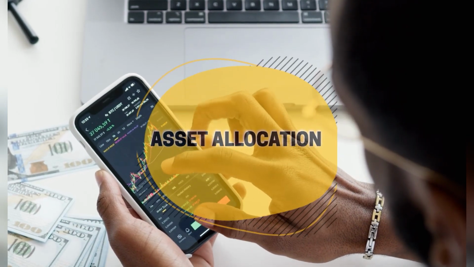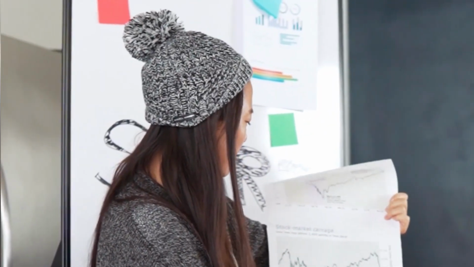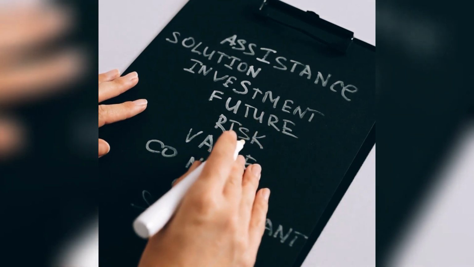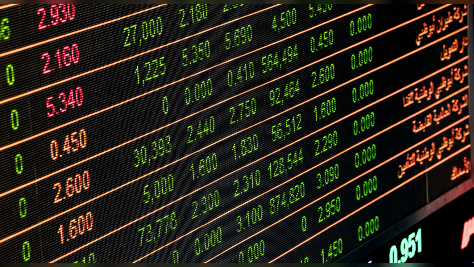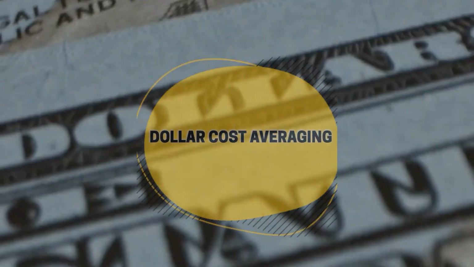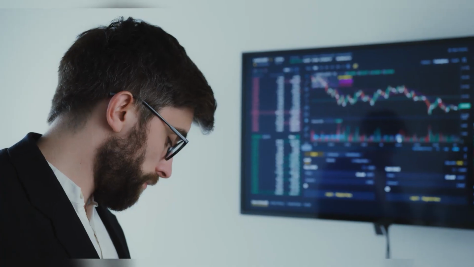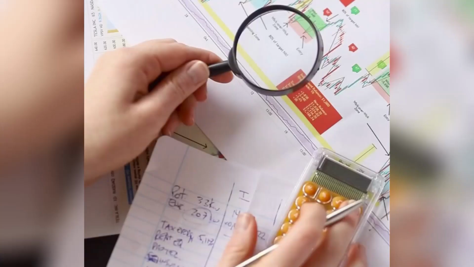2. Asset allocation. This involves determining the percentage of your portfolio that you allocate to different asset classes. A conservative investor may allocate more to bonds, while an aggressive investor may allocate more to stocks. 3. Dollar cost averaging. This involves investing a fixed amount of money at regular intervals, regardless of market conditions. This can help smooth out market volatility and reduce the impact of market timing on your returns.